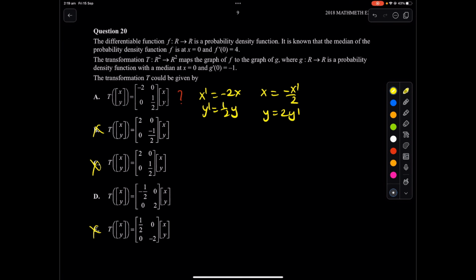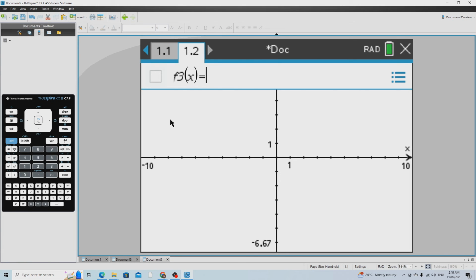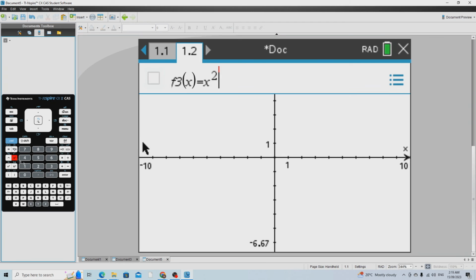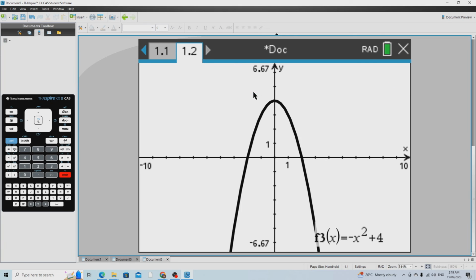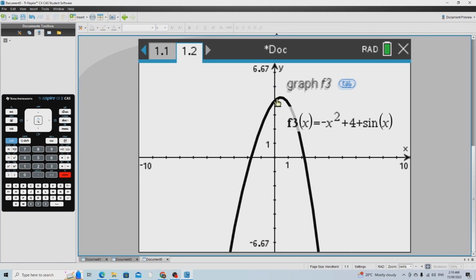Knowing this, why don't I just go on my calculator and say, okay, let's say we had a graph that looks similar to what we drew. So let's say it was like negative x squared. So negative x squared, plus 4. Something like this. But at 0, the gradient's 0. So what we want to do is let's tilt it. Let's maybe add a sine into it. Sin x, something like that. Okay, now it's a little bit tilted.